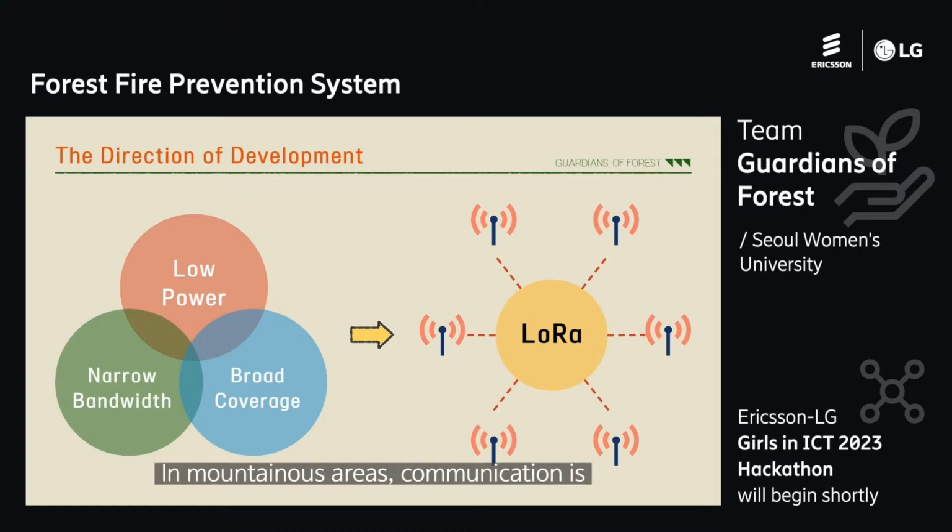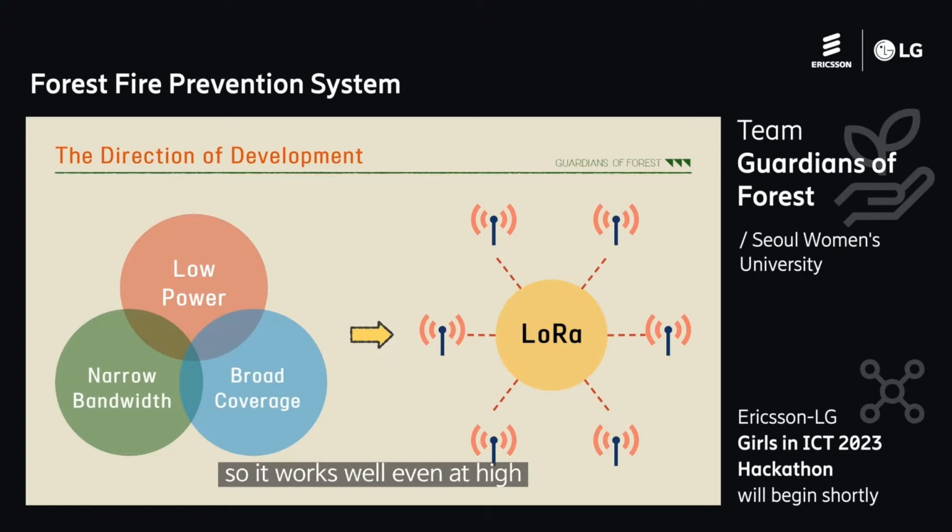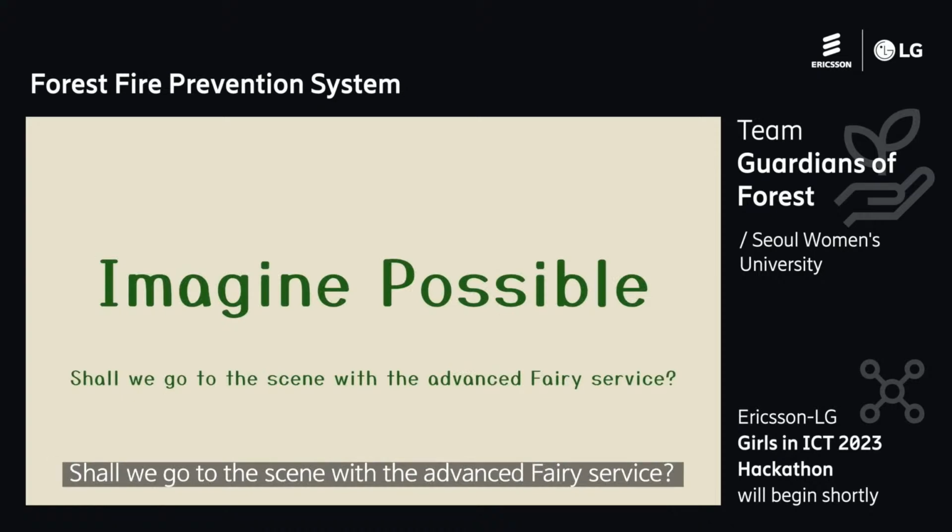In mountainous areas, communication is often difficult due to topography and altitude. We expect that we can overcome the limitation of communication by combining our service with LoRa technology that supports low bandwidth wireless communication between low power equipment. LoRa's long-distance communication function is affected by frequency modulation and transmission output strength, so it works well even at high terrain and wide distances. Shall we go to the scene with the advanced ferry service?